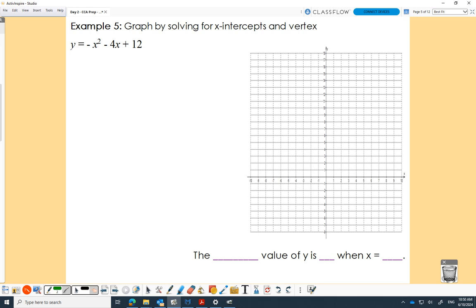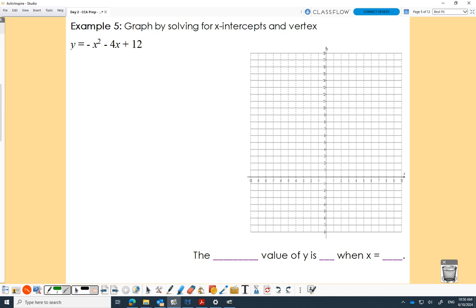Graph by solving for x-intercepts and vertex. Okay, if you were asleep most of this and you're like, oh yeah, I remember this, it's okay. You might want to pay attention for this one. This didn't go as well as other questions on the test, because there were a lot of steps to it. So let's walk through the steps very carefully.